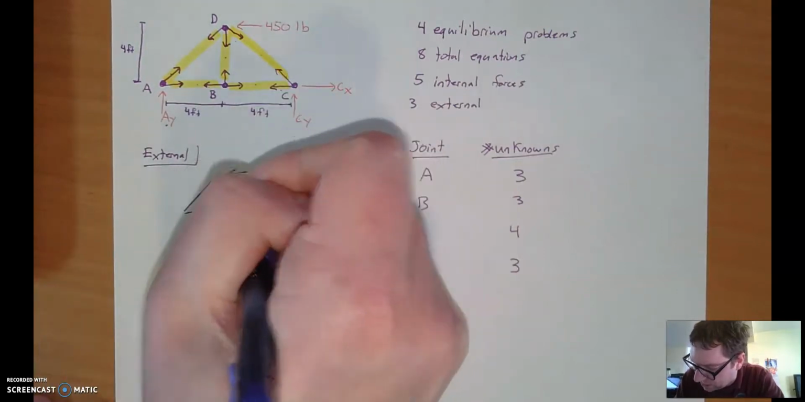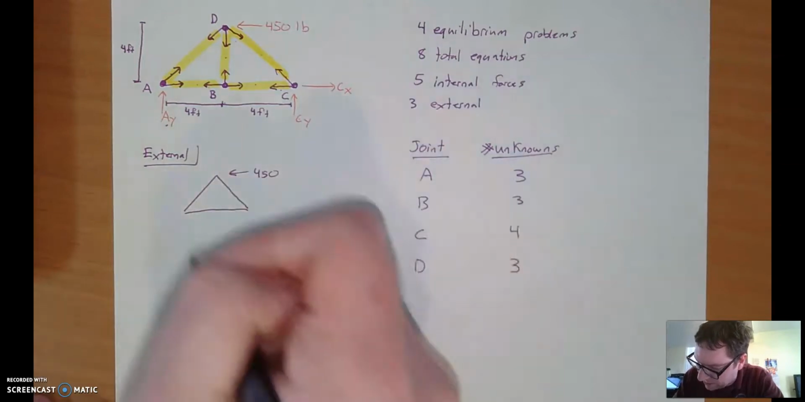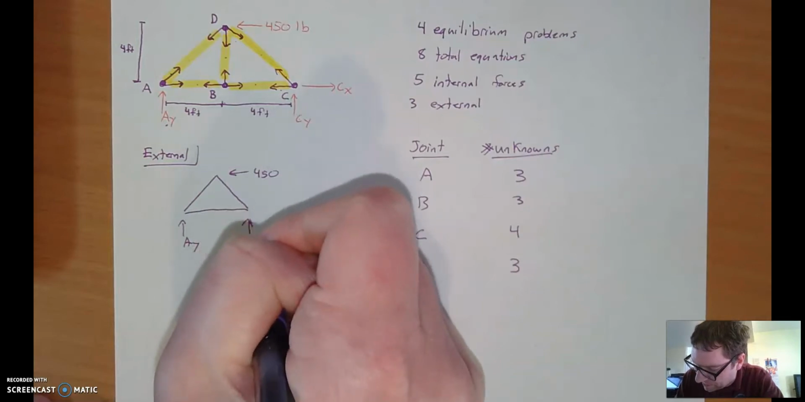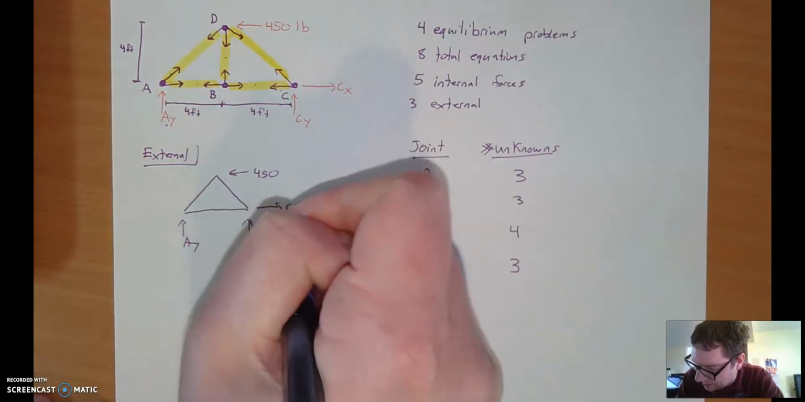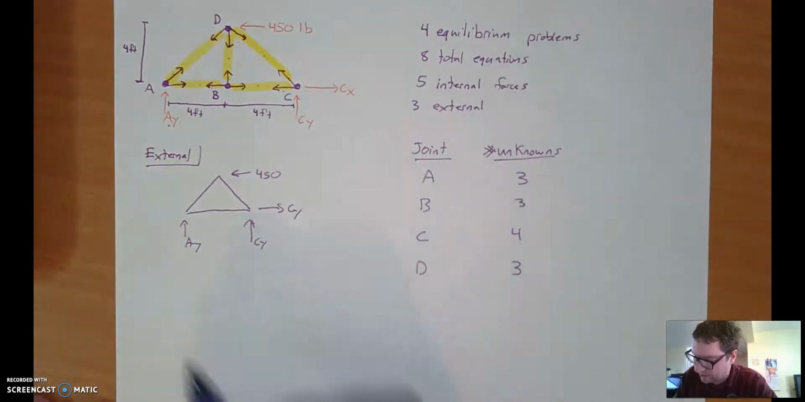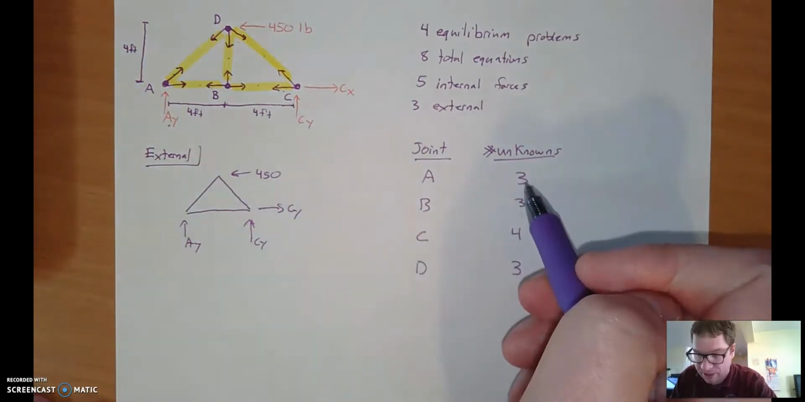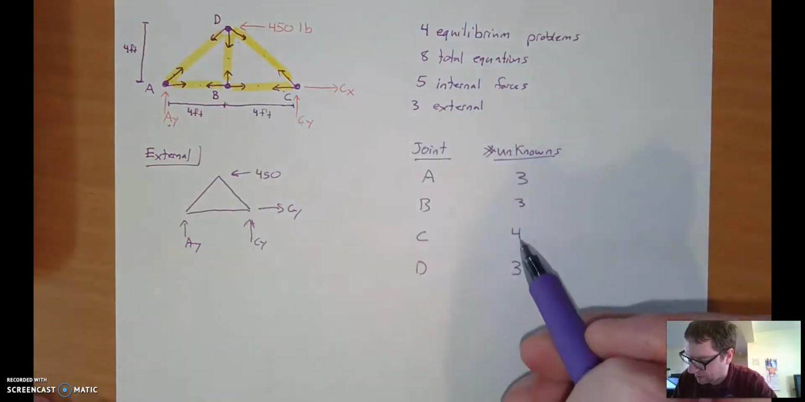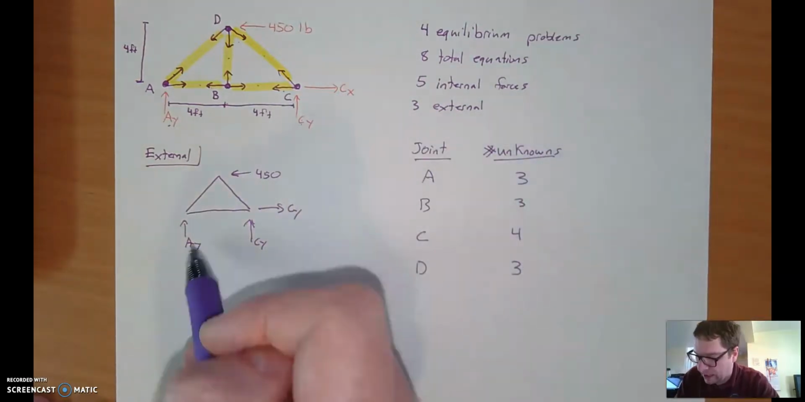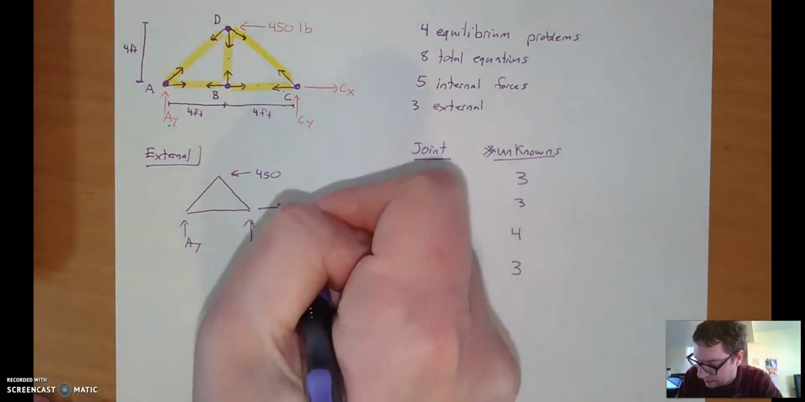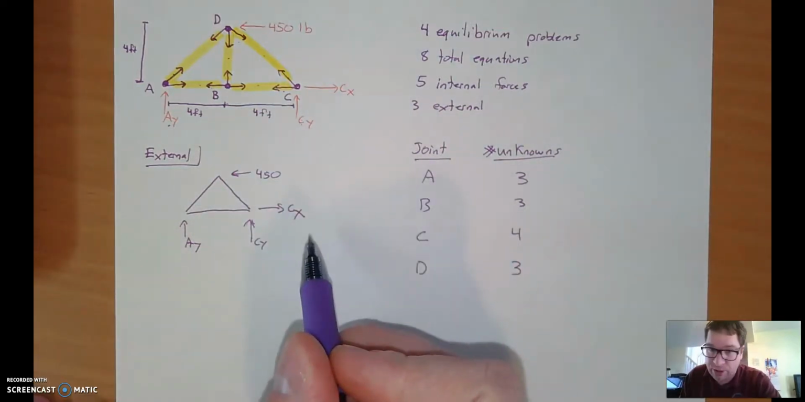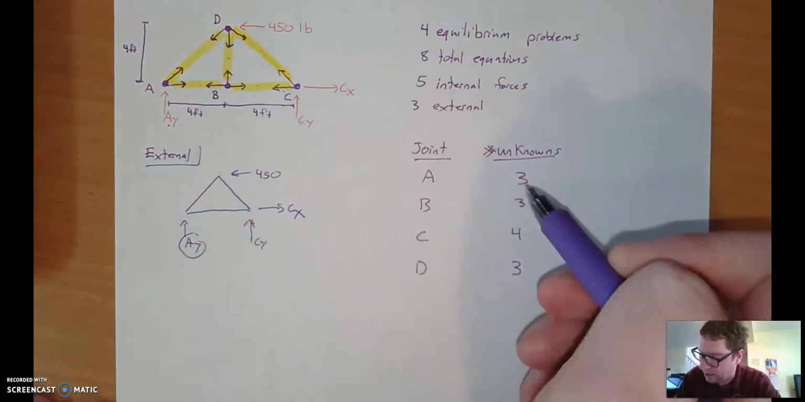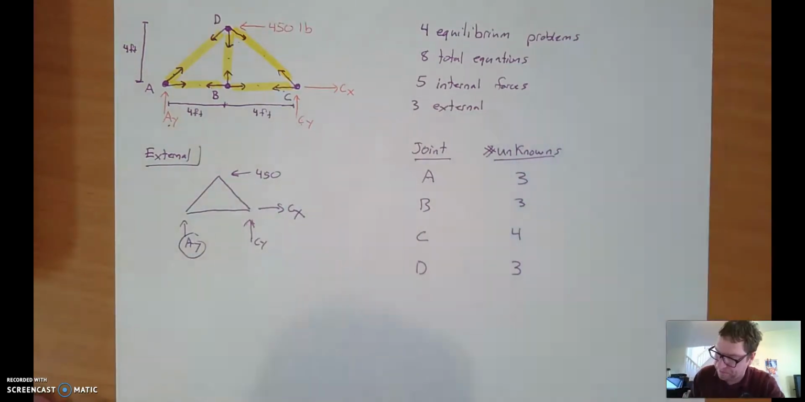I have 450 acting up here. I have AY, I have CY, and I have CX. So if I found AY, this would drop down to 2. If I found CY, this would drop down to 3. If I found CX, this would drop down to 3. So I don't need to find AY, CY, and CX. Sorry, that should be an X. I only need to find one of them. So the choice should be AY, because if I find AY, then this will drop to 2 unknowns.